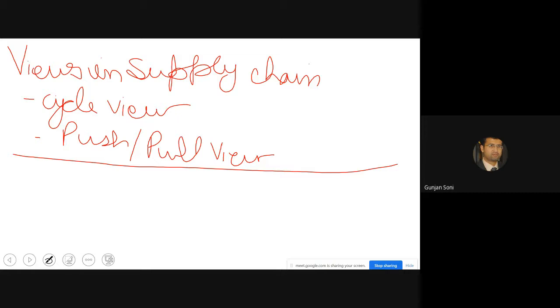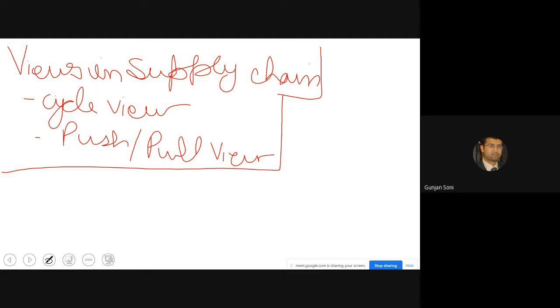So cycle view is a view in which we divide the supply chain into a series of cycles, where each will perform its own functions. So the cycle view is somewhat like this. There are basically four cycles in a typical supply chain. It's not that every supply chain will have these cycles, but a generic, most common type of supply chain will have these cycles.